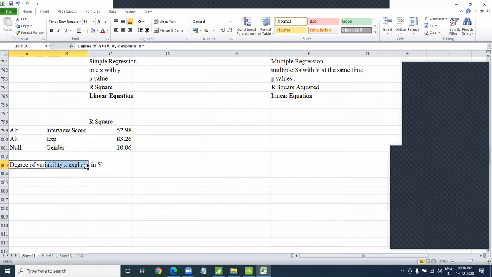Simple as that. If we want to use the statistical way, that's what I will say: the degree of variability, how much of the impact or change in Y is explained by X. So it tells you the influence factor of that X on Y.